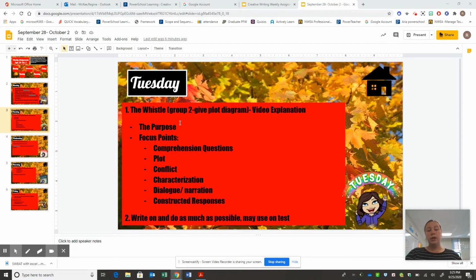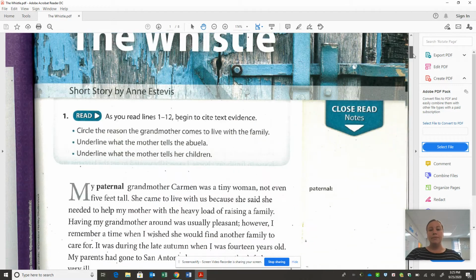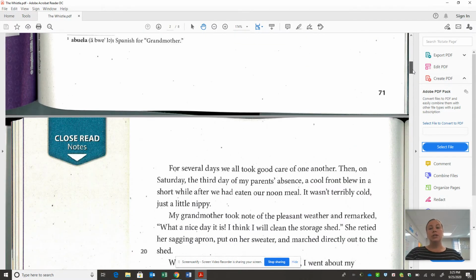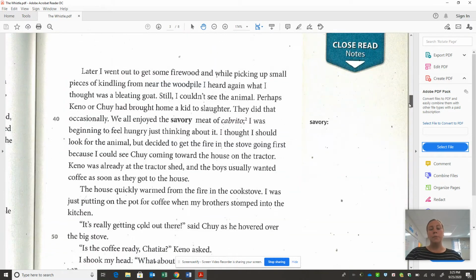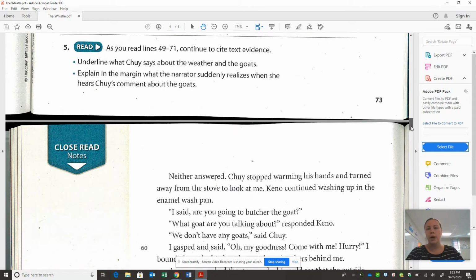And it is a short story called The Whistle. And what this is for, I'm going to actually pull it up here. So you're going to get this. It's a PDF. It's called The Whistle, a short story. And the purpose of this is basically preparing you for your Unit 1 test.